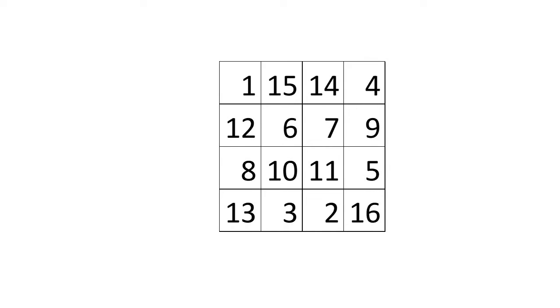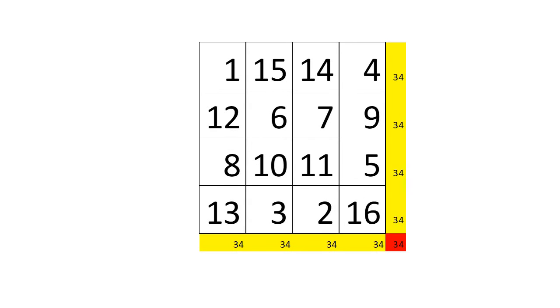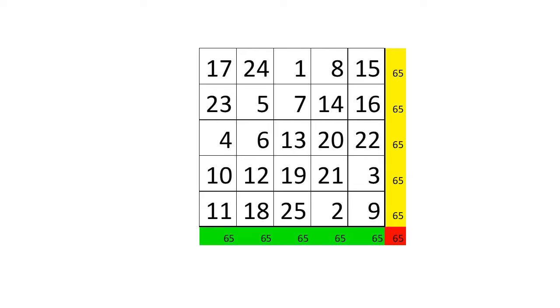For a 4 times 4 magic square, the magic number is 34. That means the sum of each row, each column, and each main diagonal is 34. This is a 5 times 5 magic square. The magic number is 65.